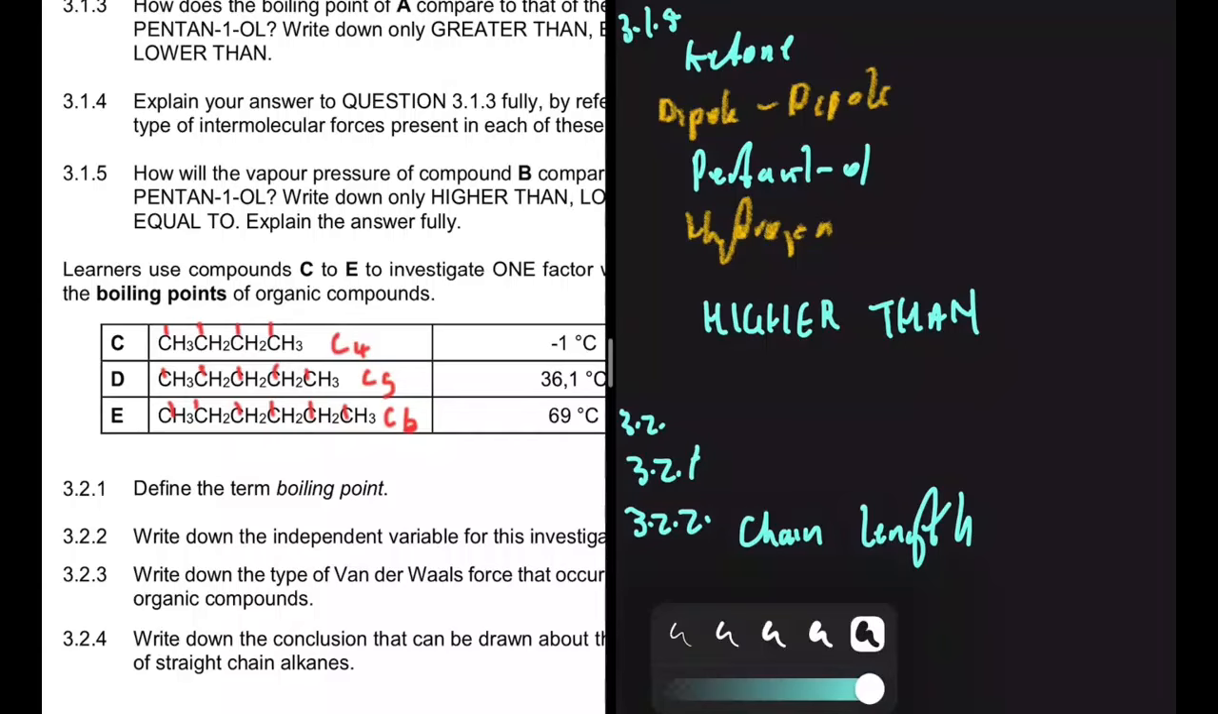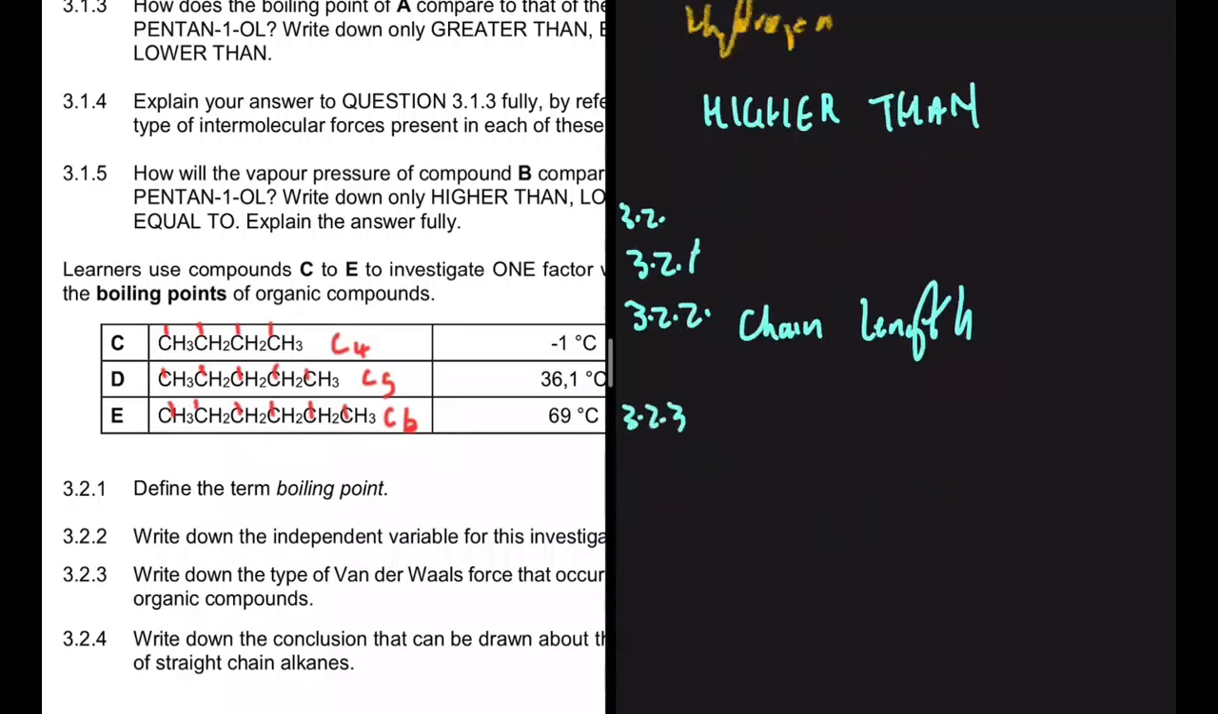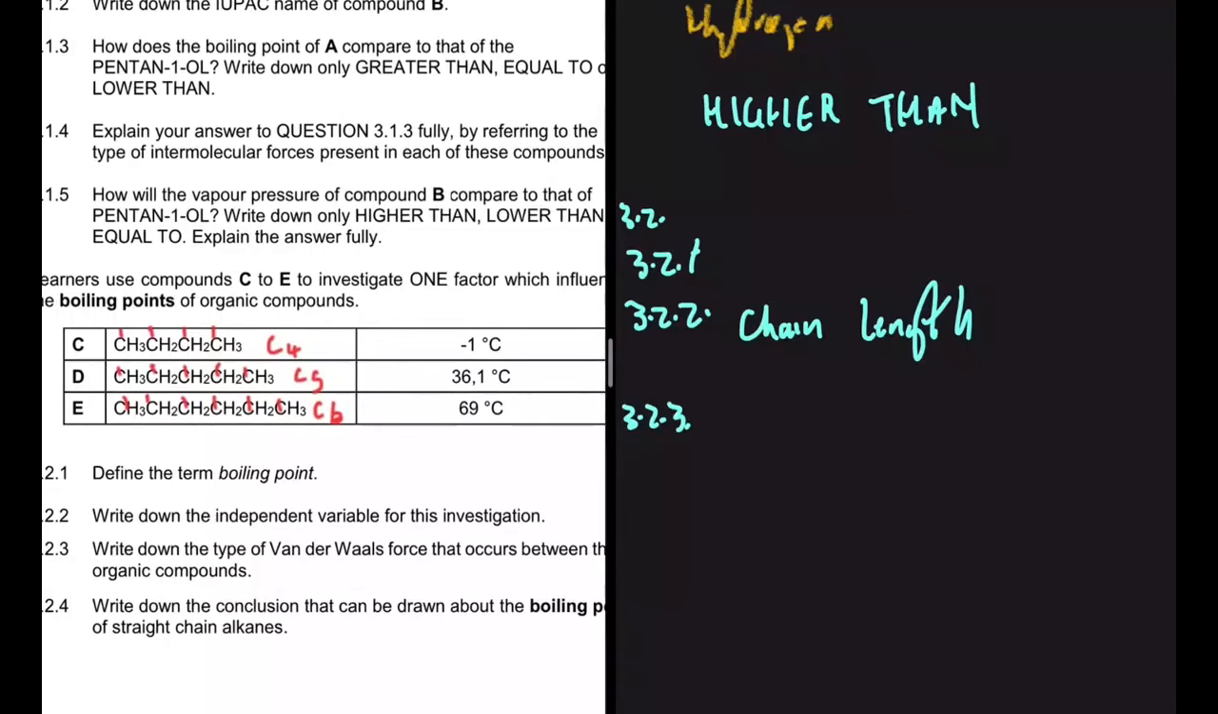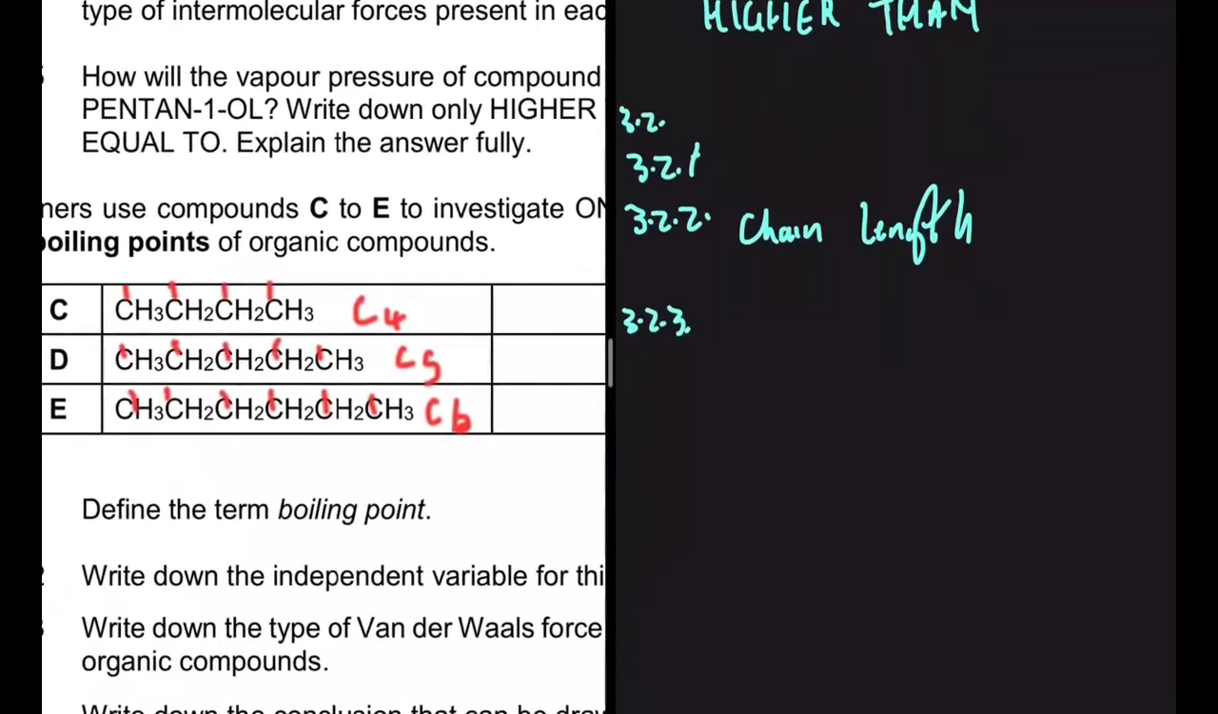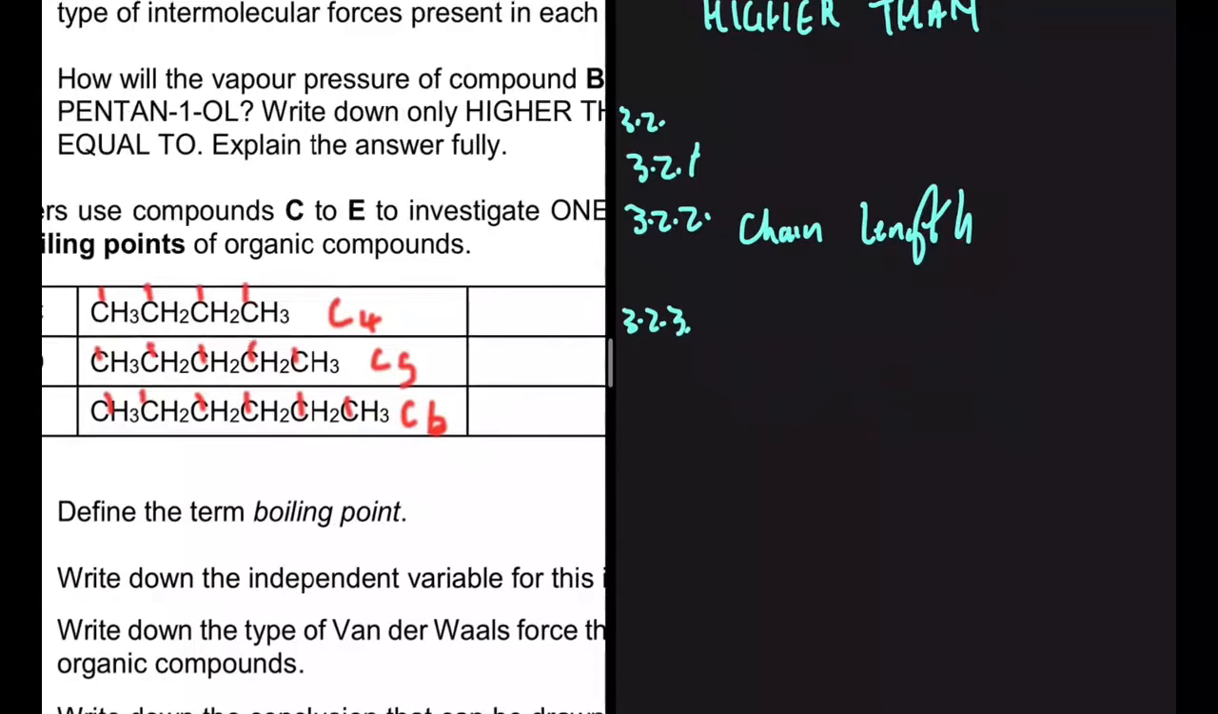So that is the independent variable. And 3.2.3, write down the type of van der Waals force that occurs between these organic compounds. So these organic compounds are all alkenes, right? Well, you can draw compound C fairly quick by saying C, 1, 2, 3 hydrogens, and then another carbon with 2 hydrogens, another carbon with 2 hydrogens, and the last carbon with 3 hydrogens. The same thing with compound D and E, they're all alkenes. So the force that is occurring in compound C, D, and E is actually London force. That is London force, or induced dipole forces.